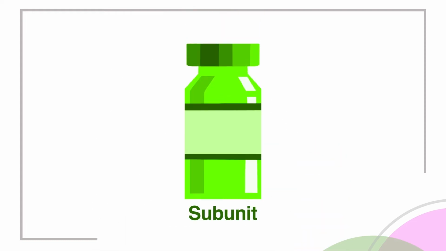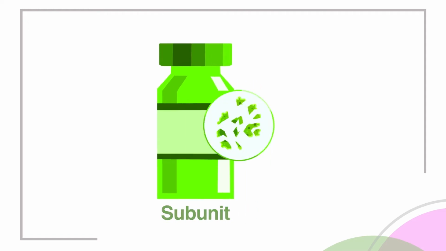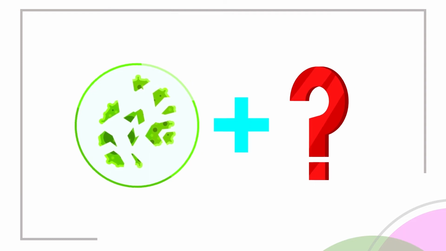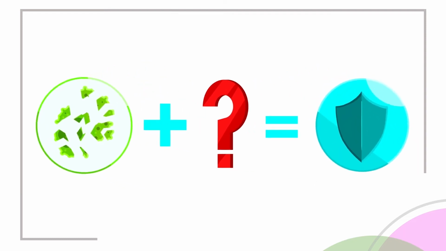Subunit vaccines don't contain the entire germ they protect against, just small pieces of the germ. But sometimes these small pieces need to be combined with something else for your immune system to respond enough to develop good protection. So there are many kinds of subunit vaccines, depending on how they are made and with what they are combined.